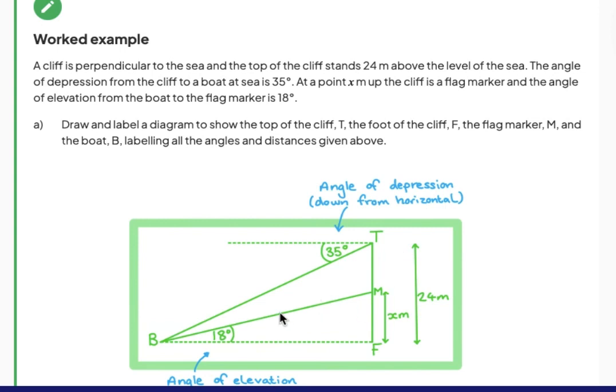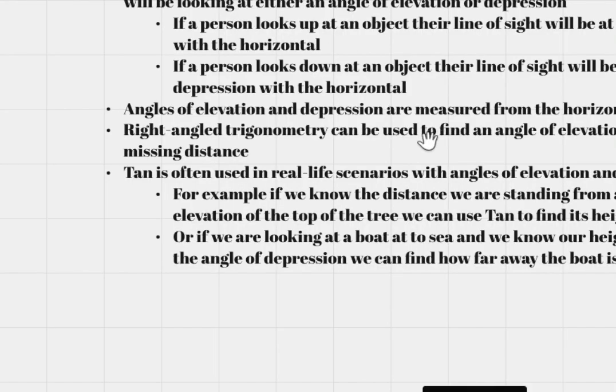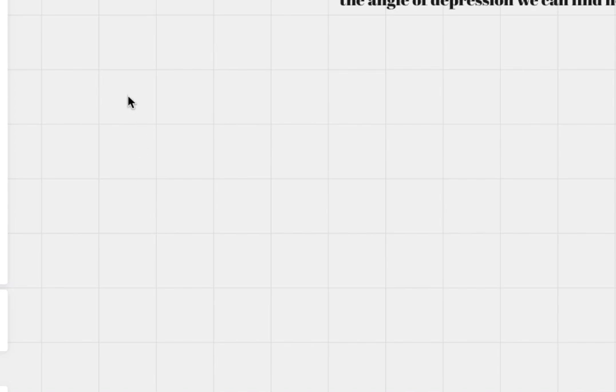So we've been given an angle of depression of 35 degrees, and a small angle of elevation of 18 degrees. I think the first question is for us to be able to draw this diagram only. That's the first question. Since we're given all these characteristics, this is what we have.